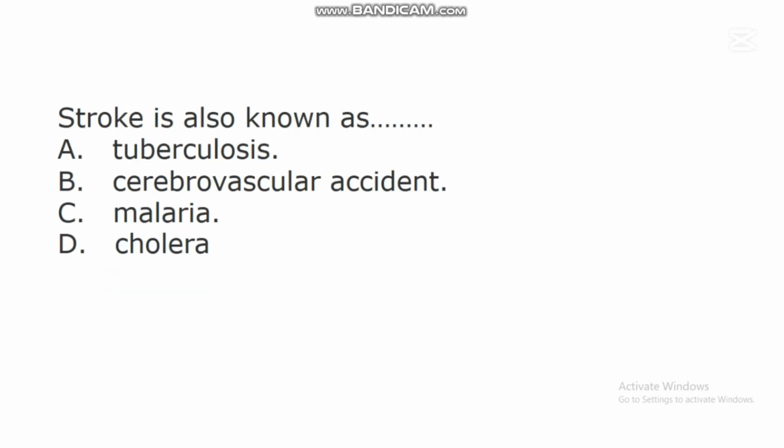The next question says, stroke is also known as dash. A. Tuberculosis. B. Cerebrovascular accident. C. Malaria. D. Cholera. In this question, the correct answer is B. Cerebrovascular accident.